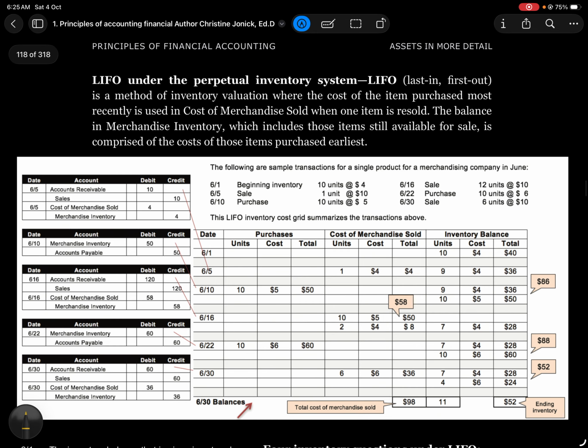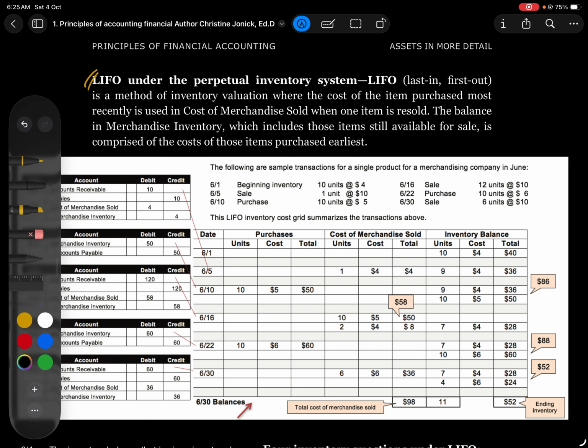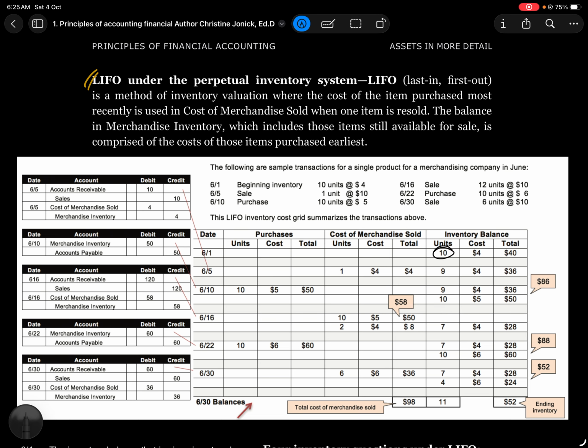Similarly, when we come to LIFO, remember the first transaction would be the same, because there are only 10 units at $4. So FIFO, LIFO, and average would all be the same for the first sale. But when we purchase something at $10, 9 and 10 would be there in our inventory balance. Now, when we sell 12, as I told you before, first we take out from the latest purchase, then we move to the oldest one.